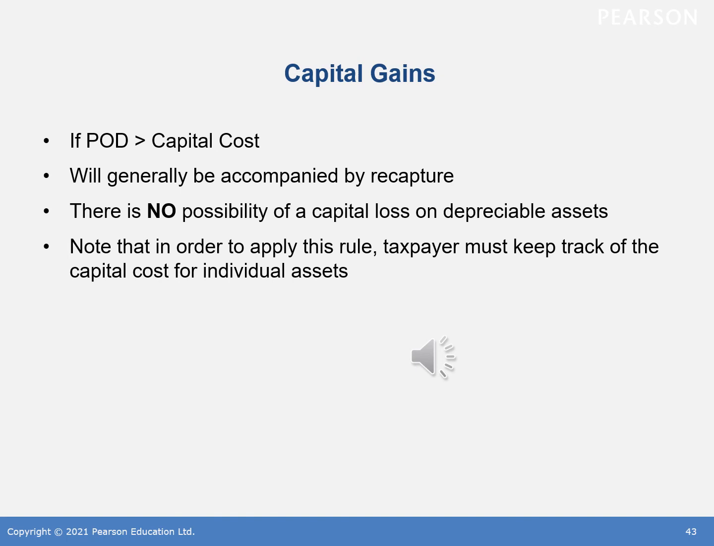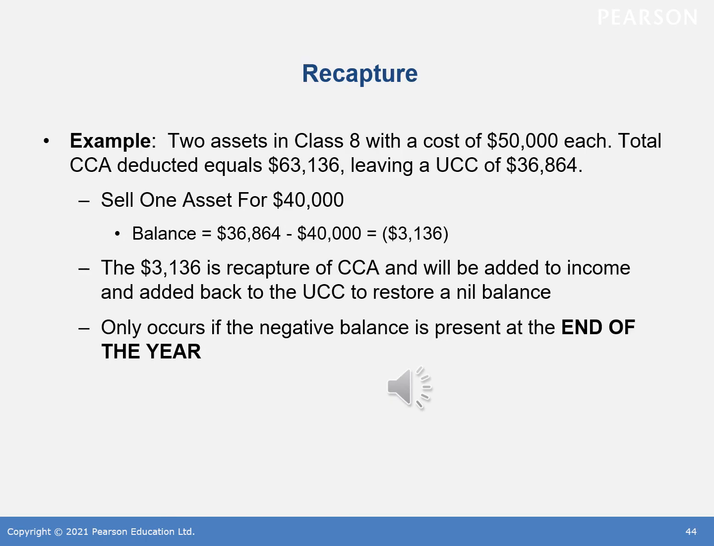Now where the proceeds of disposition exceed the capital cost and there's a capital gain, it'll generally be accompanied by a recapture. However, just to be considered, there is never a possibility of capital loss on depreciable assets. Okay, so it's just the way the formula works against the UCC of that said class. However, for all of this to work, the organization or the taxpayer must keep track of the capital costs for individual assets. We're going to walk through a couple of examples now, and this one is a recapture.